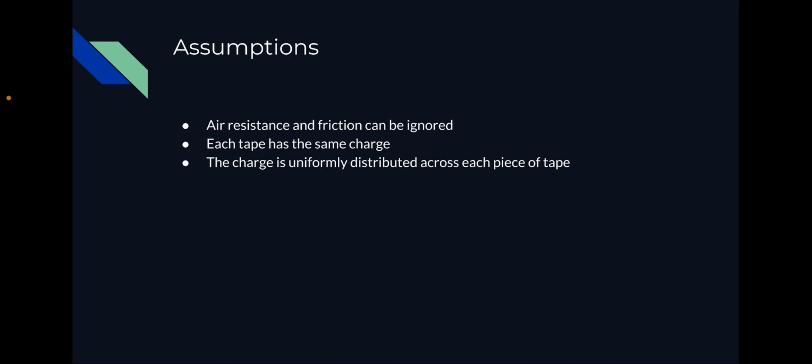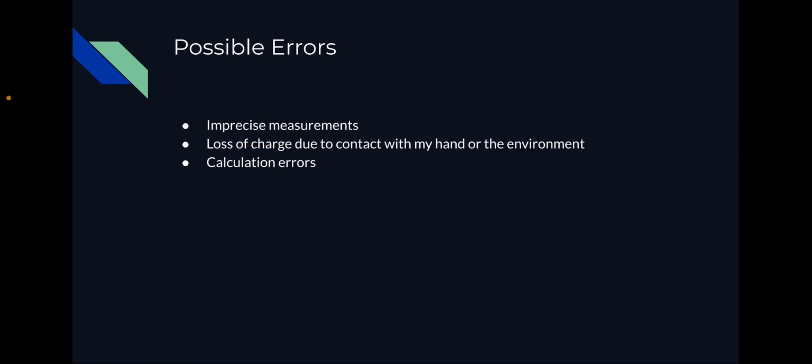For this lab, the assumptions I made were that air resistance and friction can be ignored. Each tape has the same charge, and the charge is uniformly distributed across each piece of tape. Potential errors are that I could have made imprecise measurements when doing the physical model in the last experiment. I could have had a loss of charge due to contact with my hand or the environment, and I may have calculation errors.